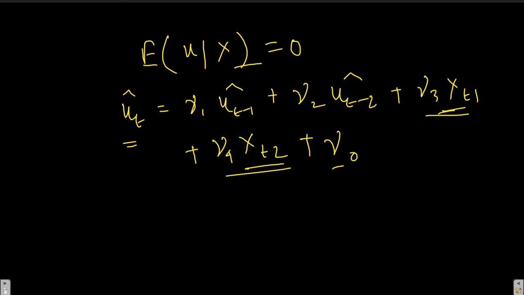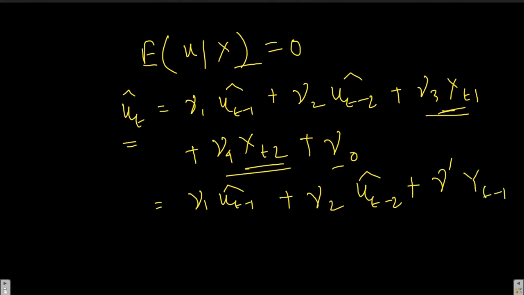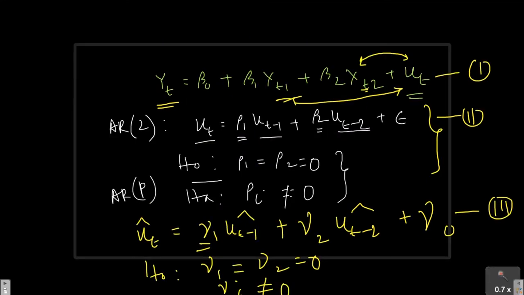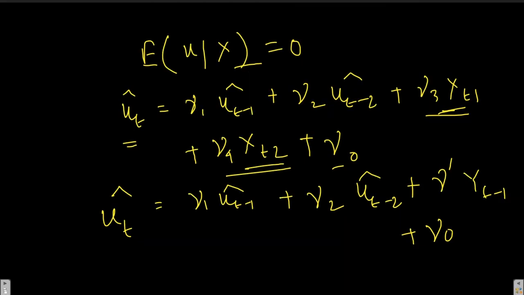So essentially we can write this equation as gamma 1 ut minus 1 hat plus gamma 2 ut minus 2 hat plus some, let's say, gamma prime times yt minus 1. I have taken the lagged dependent variable of the previous period, but we can take other periods as well. So this is my regression equation, and after this correction, this is the final equation I got for the Breusch-Godfrey test.